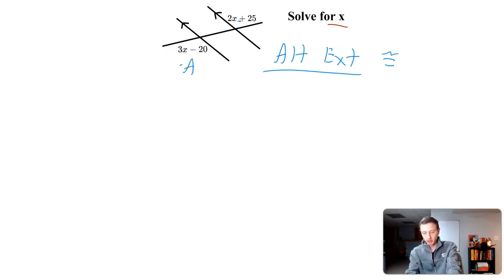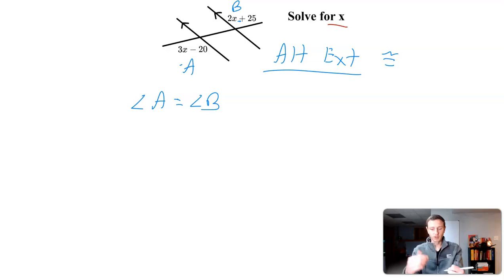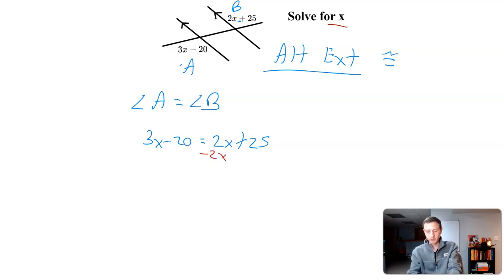I'm going to call this A and call this B. So A and B are alternate exterior angles. So I could say angle A is equal to angle B because they're alternate exterior angles. So I'm just going to take the angle A that I called 3x minus 20, equal to the angle B, which is 2x plus 25. And then now I'm solving an equation. I have variables on both sides, and I just have to solve. So I'm going to subtract 2x from both sides. I get x minus 20 equals 25. And then I'm going to add 20. I get x equals 45.